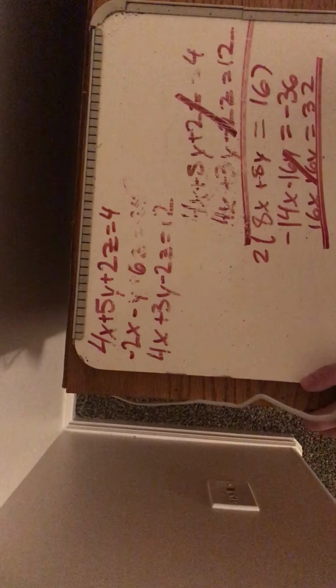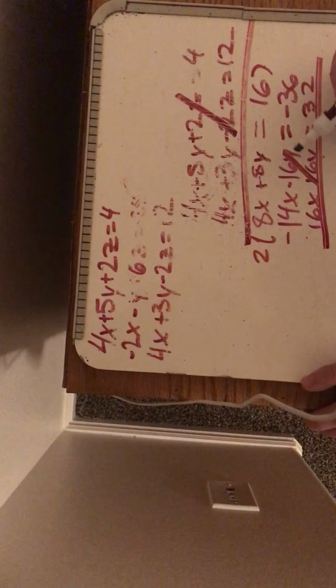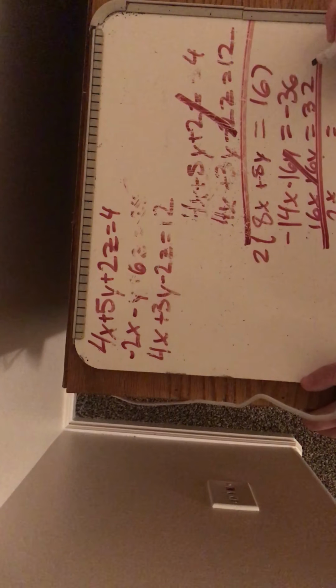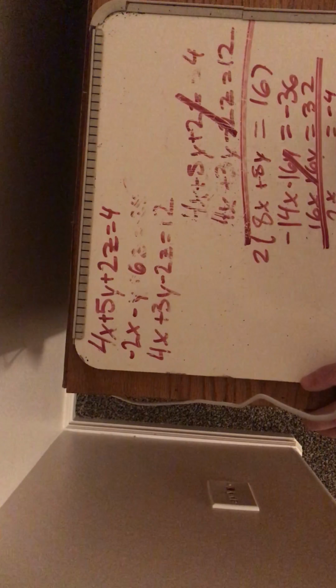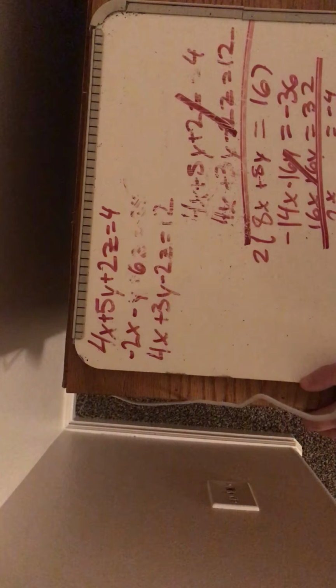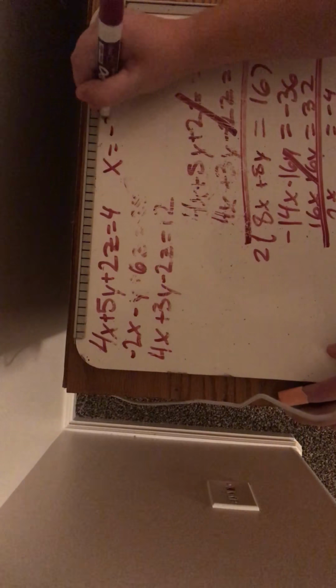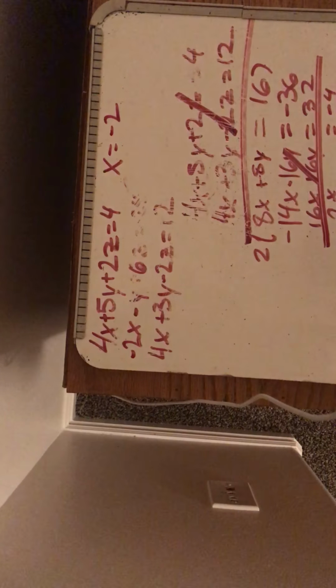Solving those, they are going to cancel now. Negative 14 plus 16 leaves you with a 2x, and then negative 36 plus 32 is going to leave you with that negative 4. Divide those, and then x equals negative 2. Alright, now that we know x equals negative 2, we'll write that up there.